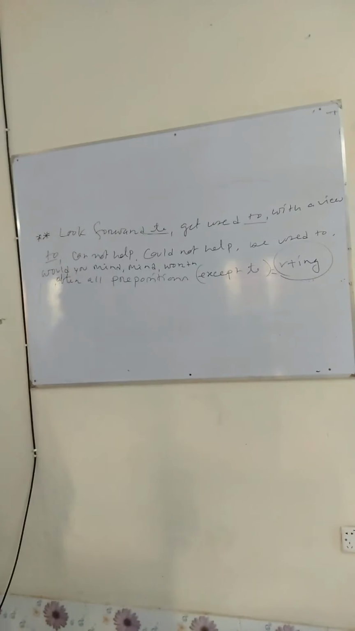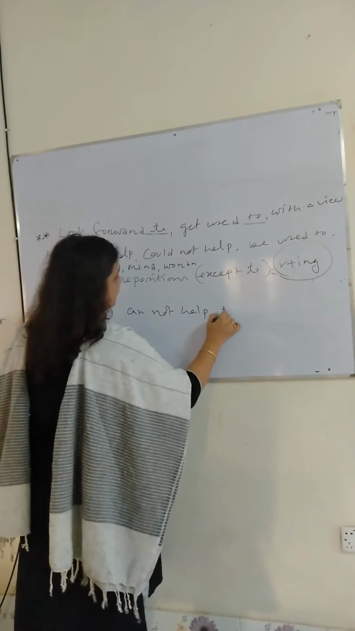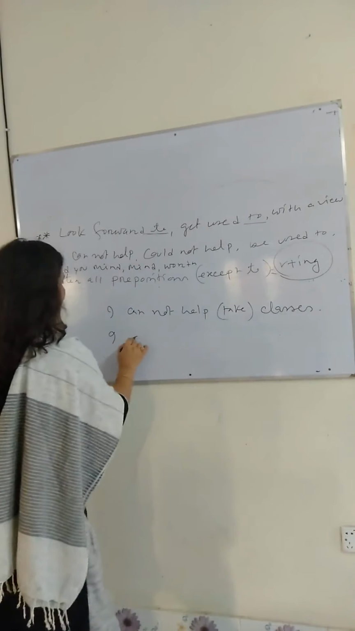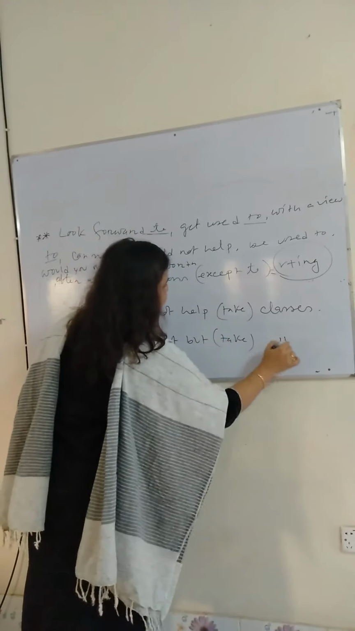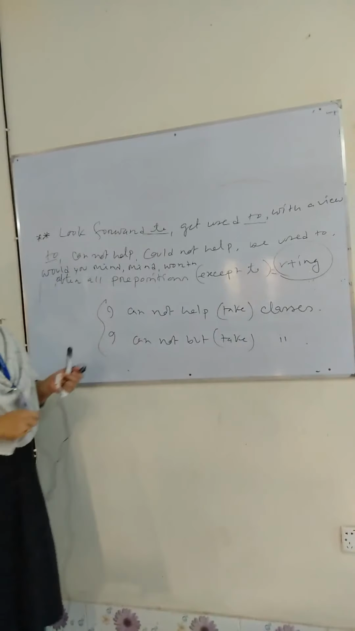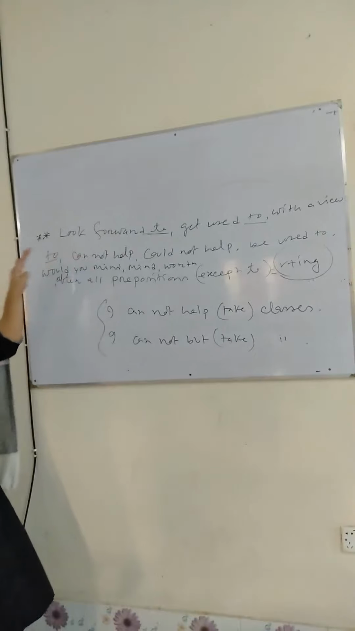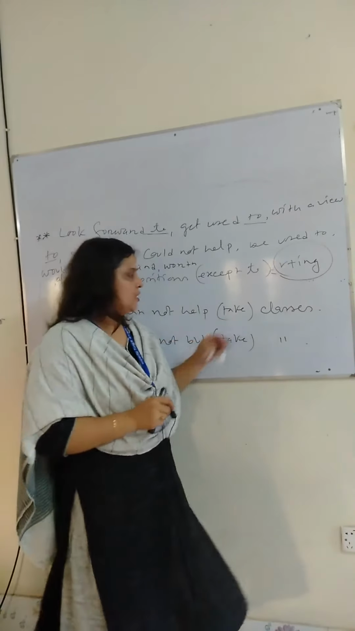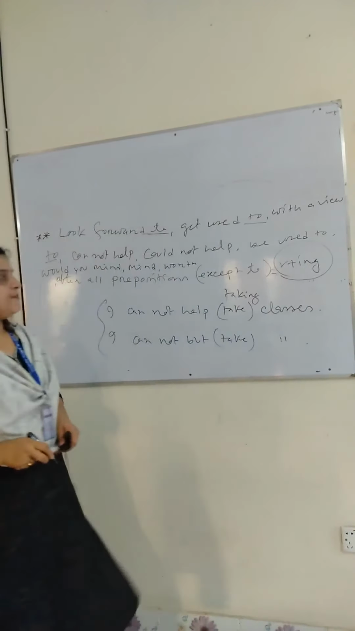Suppose: "I cannot help take classes." "I cannot but take classes." So look at these two sentences. Here you sometimes make mistakes. As I wrote here, cannot help, could not help, after these phrases, the verb must be in ing form. So we will write here taking: "I cannot help taking classes."